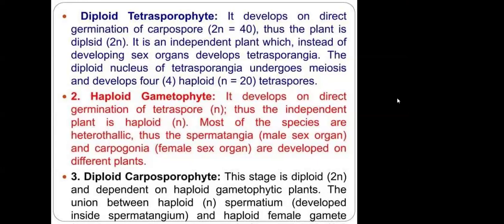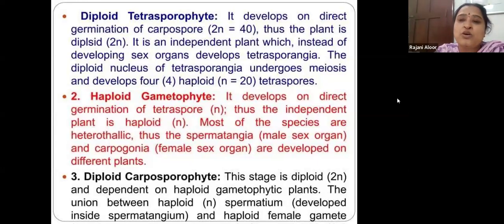Globule is the male organ and the female is the nucule. See, same like that here also in Polysiphonia, the male sex organ is called spermatangia. The female sex organ is called carpogonia. Don't confuse here, expect questions on this. Spermatangia and carpogonia. The male sex organ is called spermatangia.